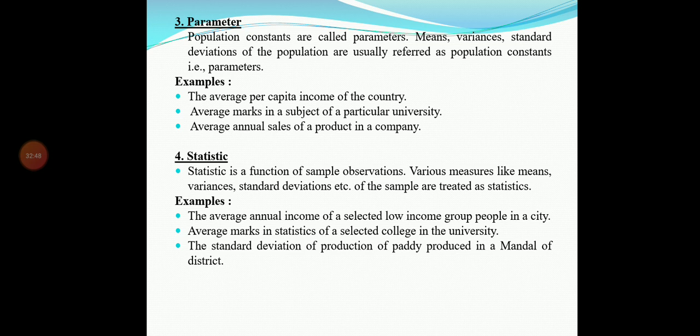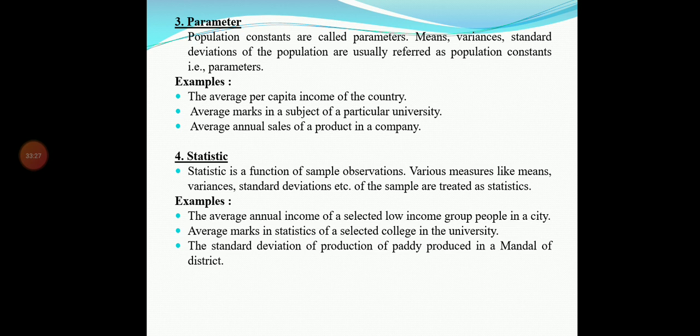Similarly, if you want to know the variation in the data, then we consider the standard deviation. The standard deviation of marks in a particular subject of a particular population, that is in a particular university, is nothing but parameter. The standard deviation of per capita income of the country is also treated as parameter.